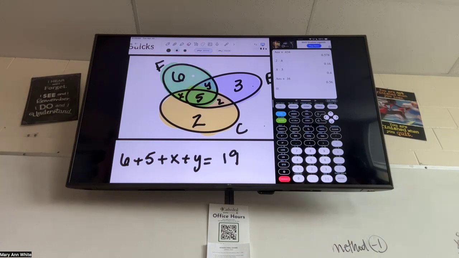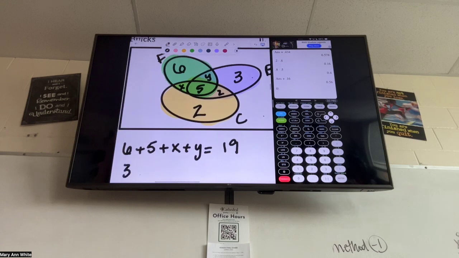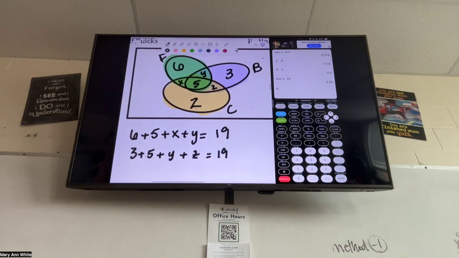Okay, we can do the same thing for Buicks. How many did they say like Buicks? 19 again. So we're gonna do 3 plus 5 plus Y plus Z this time. And then last but not least, we'll do our Chevy. How many people total like Chevy? 12. So we'll do 2 plus 5 plus X plus Z equals 12.